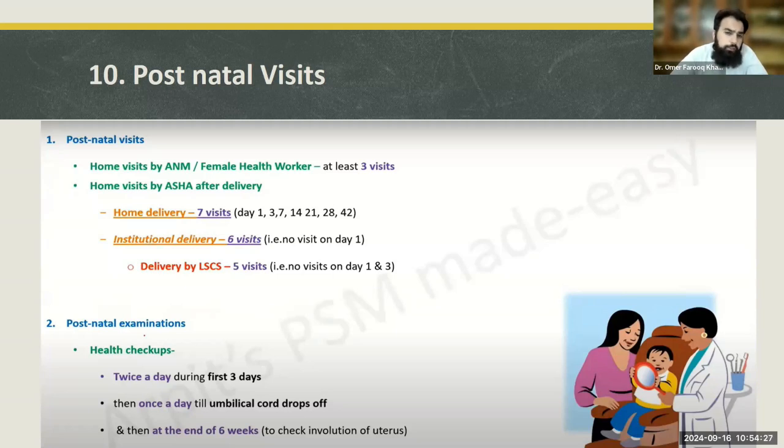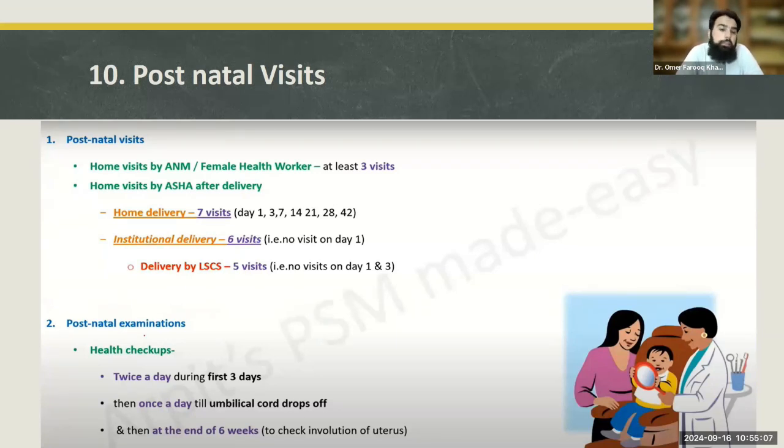There is no visit on day one, but the visits should be on days 3, 7, 14, 21, 28, and 42. And if the baby has been born through lower segment C-section, LSCS, then at least 5 visits should be there. There should be no visits on day one and day three, because most of the time the patient is discharged on day two. So there is no need for third day visits, but the visits should start from the fifth or seventh day, and continue on 7, 14, 21, 28, and 42 days after the birthing process.